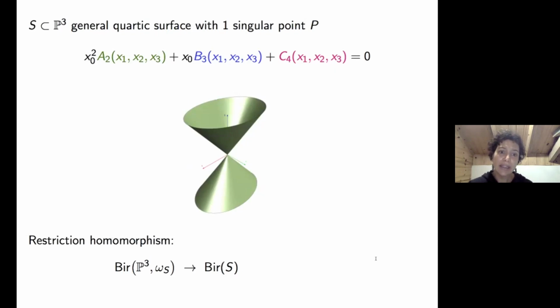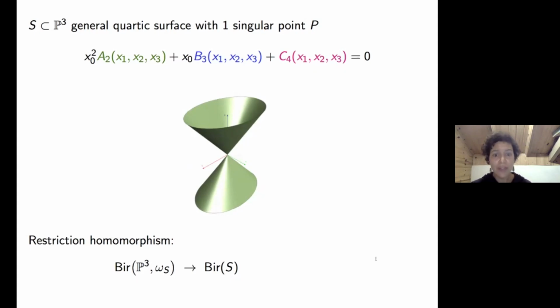And in this case, we have this restriction homomorphism. So we can look at the group of birational self-maps of P3 that preserve the volume form associated to S. As I said before, in this case, preserving the volume form is the same thing as preserving the surface. And so it will induce a birational self-map of the surface. So we have this restriction homomorphism, and we would like to understand the group and the restriction homomorphism.